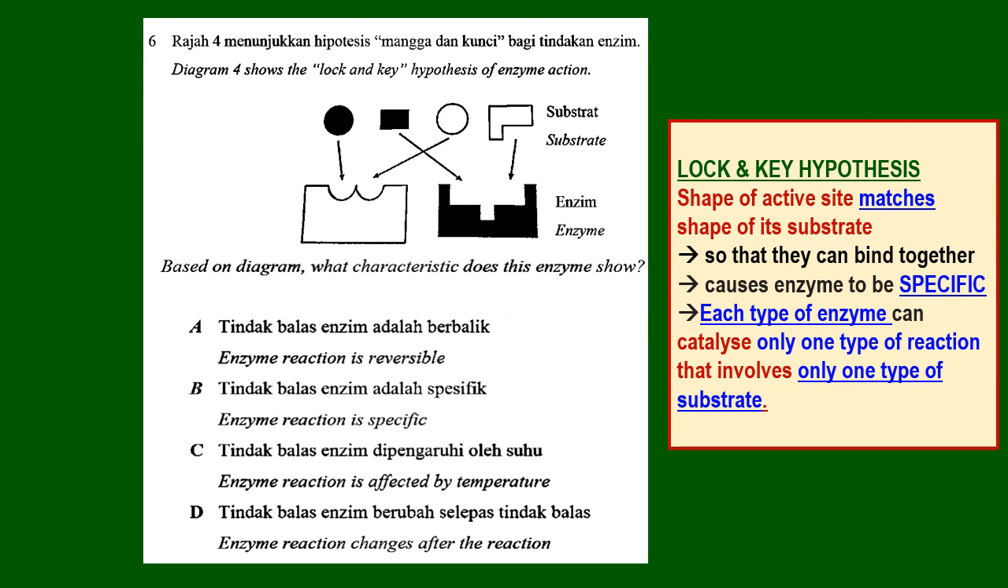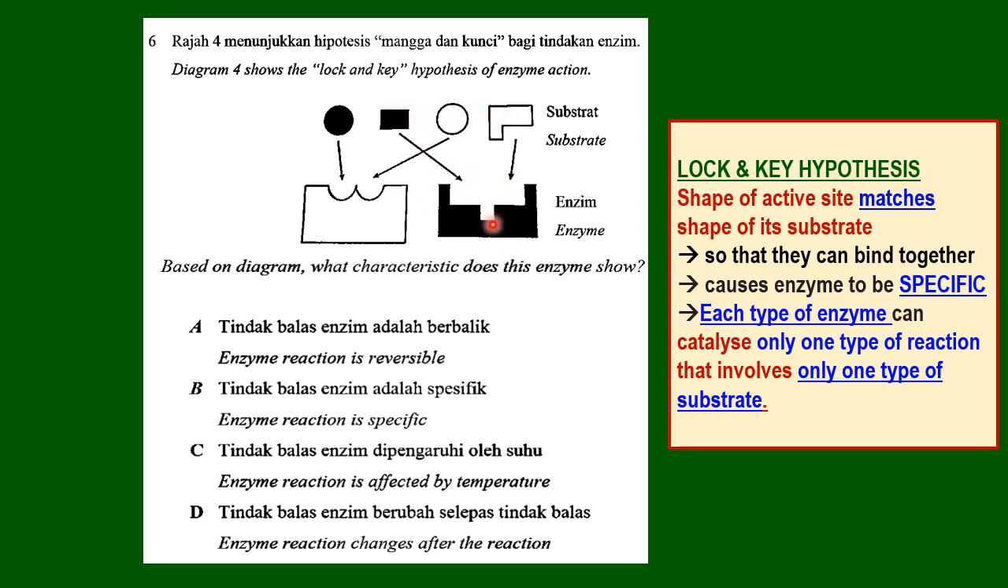Question 6. Diagram 4 shows the lock and key hypothesis of enzyme action. Based on the diagram, what characteristic does this enzyme show? So let's look at this diagram of the lock and key hypothesis. This is an enzyme. It has an active site with a specific shape, and the shape of this active site must match the shape of the substrate. So the shape of the active site is complementary to the shape of the substrate, right? So that the substrates can bind to the active site, and then a reaction can occur between the enzyme and the substrate, right?